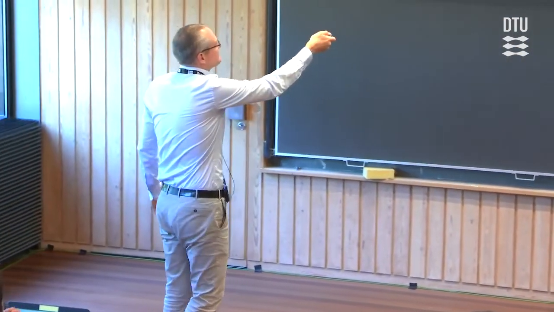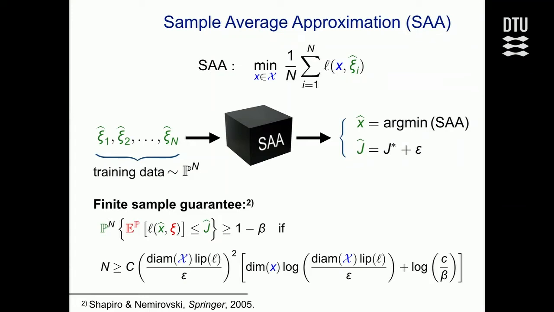So x hat now is the optimal solution of this sample average approximation problem. And this method has been very successful for various reasons. So first of all, it's very easy to solve this SAA problem, right? You can readily implement it. It's very easy to do it. What's nice about this, it comes with an out-of-sample guarantee, okay?